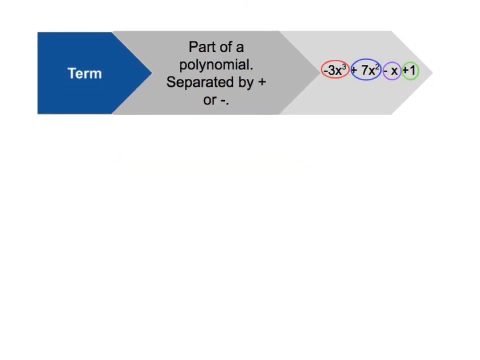All right, and the last word is term. Term is part of a polynomial. It's separated by a plus or a minus. So we have one term here. We have another term. We have, I'm going to use yellow for this one, a third term. And then we have a fourth. So there are 4 things. So I think of terms as like the number of things that are being added or subtracted.